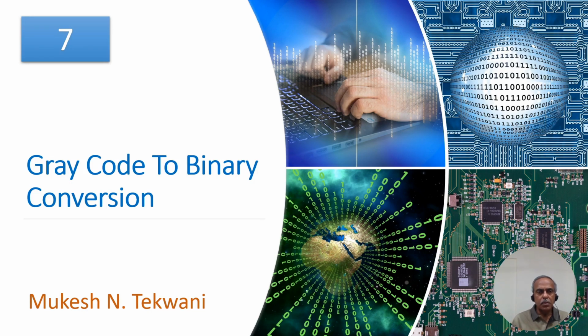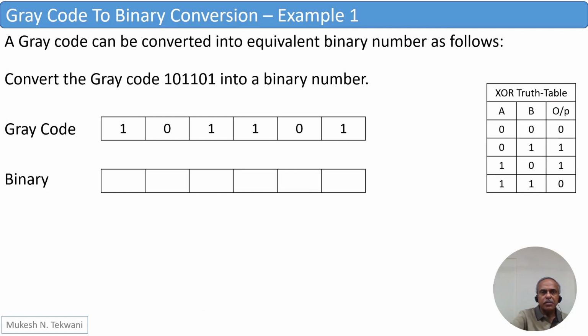Hi, welcome to this video session on conversion of gray code to its equivalent binary value. Supposing we are given a gray code which is 101101. This is a number. We want to convert this into its equivalent binary value.